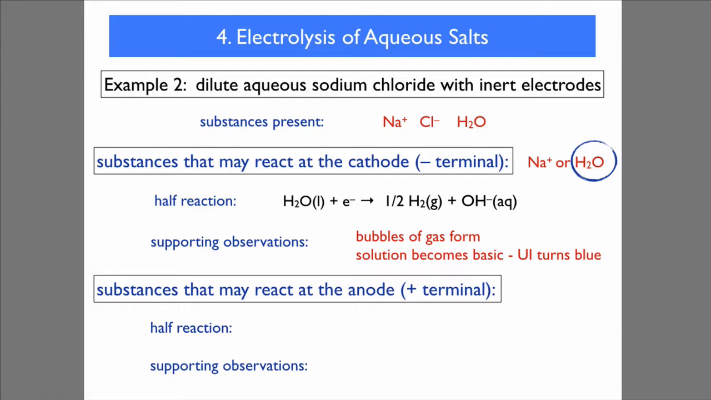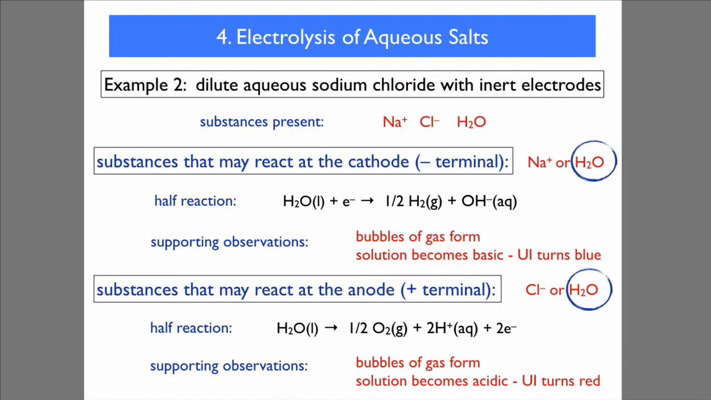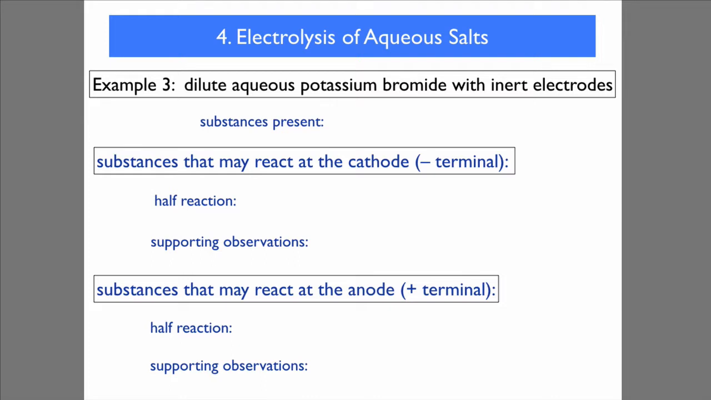What about what may react at the anode? Well, it's going to be chloride or water. Quick check of the table. We see again it's going to be water. So with dilute aqueous sodium chloride, only the water is discharging at the electrodes. Supporting evidence is the same. We've got gas forming because of the oxygen and it's becoming acidic. So let's try a different salt.